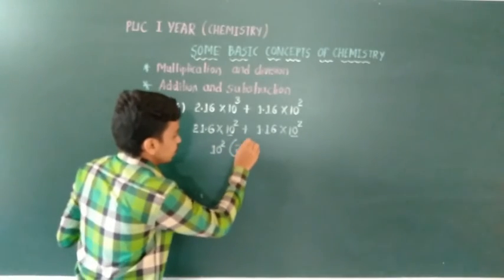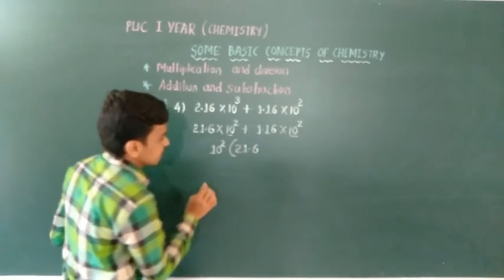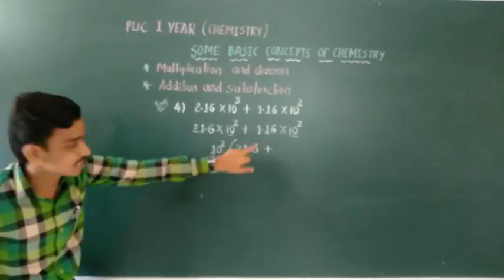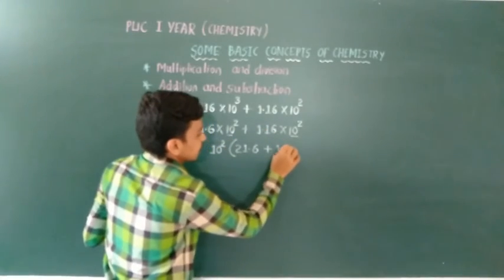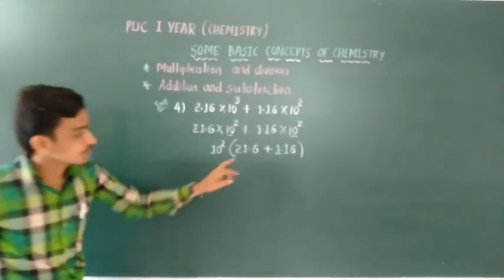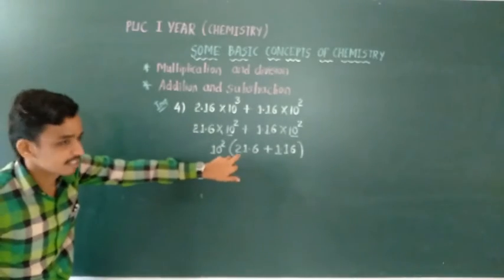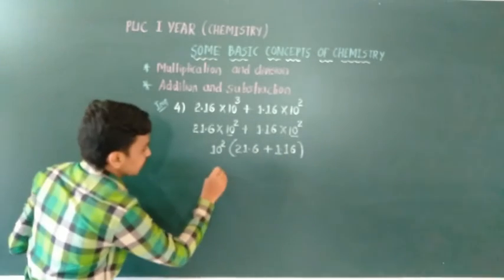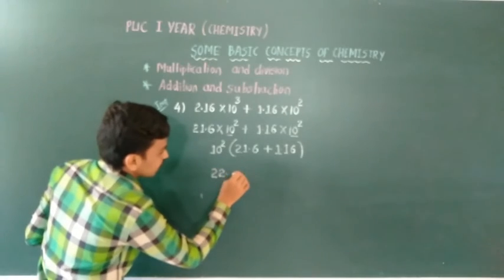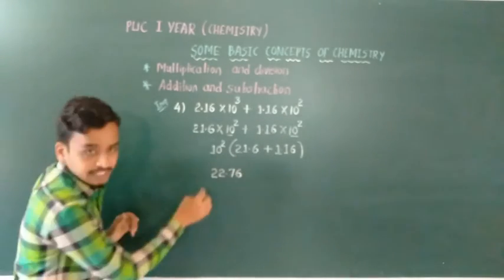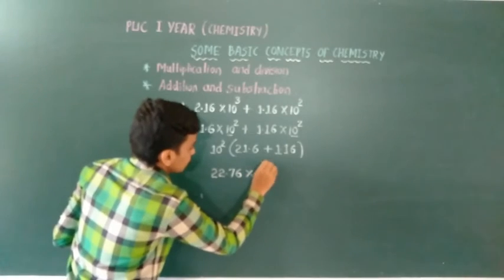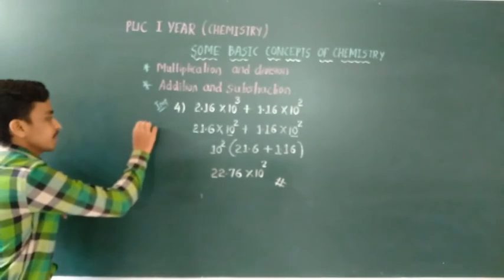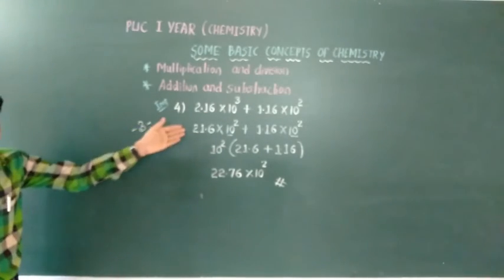After this, what is remaining here? It is 21.6 plus 1.16. Okay, we have to add in a simple calculator. This is 21.6 plus 1.16. This number you are getting as 21.76 into 10 to the power of 2, and it is the final answer. It is not a 2 mark problem, it is a 3 mark problem. Therefore it is quite important from the exam point of view.